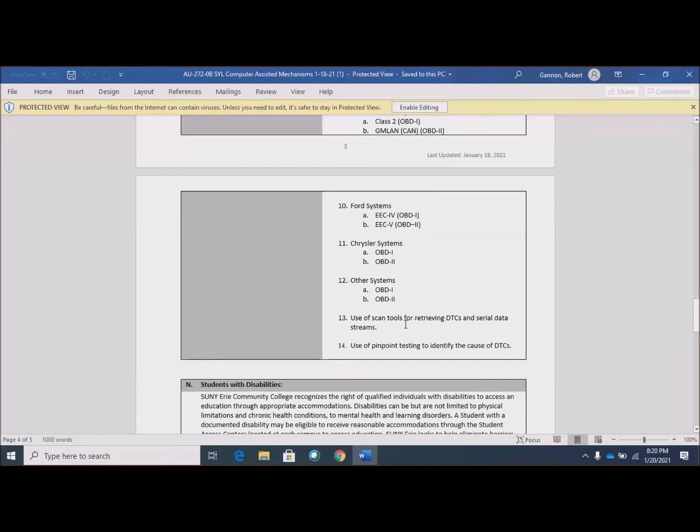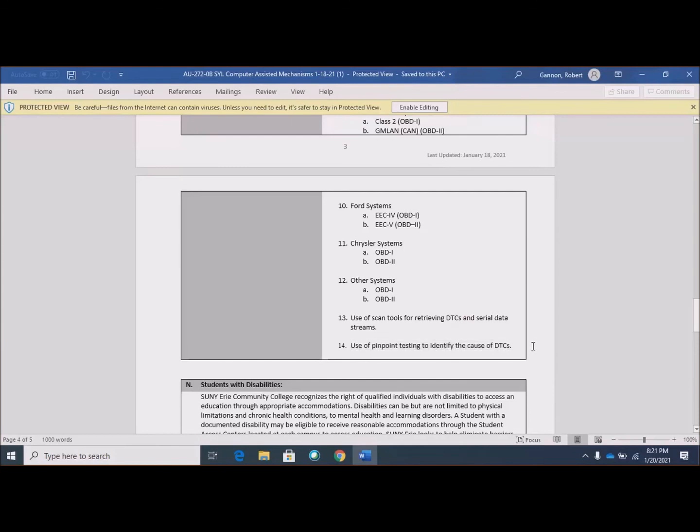We'll talk about diagnostic trouble codes. We have different kinds: pending, active, and stored codes. We have body codes, chassis codes, and network codes. What are the differences between all of those? And then finally, the use of pinpoint testing to identify what caused those codes.